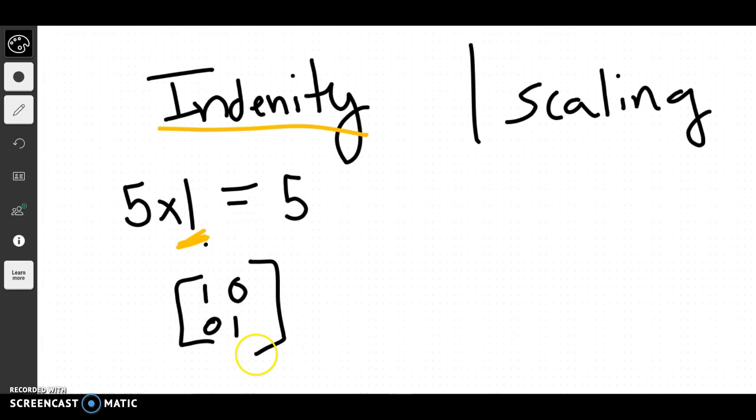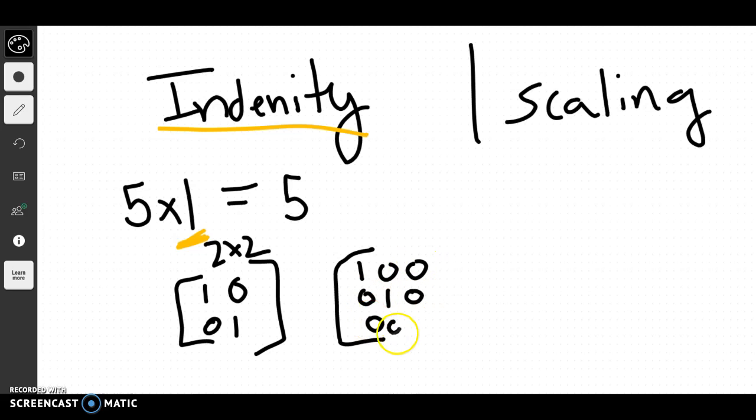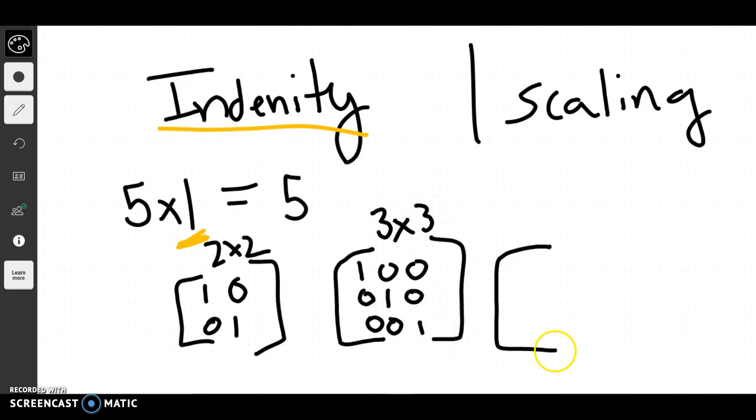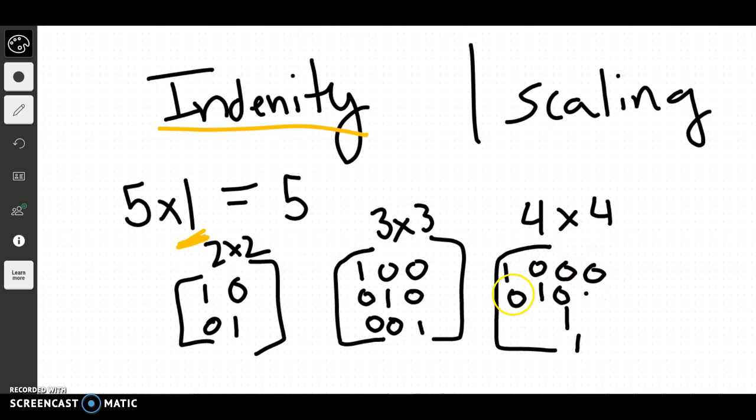That's for a 2 by 2. It would be this for a 3 by 3. It'd be this for a 4 by 4. And you can see how I'm making them. It's a whole bunch of zeros with diagonals. Now you can't have an identity matrix... whoops, that last column I messed up.